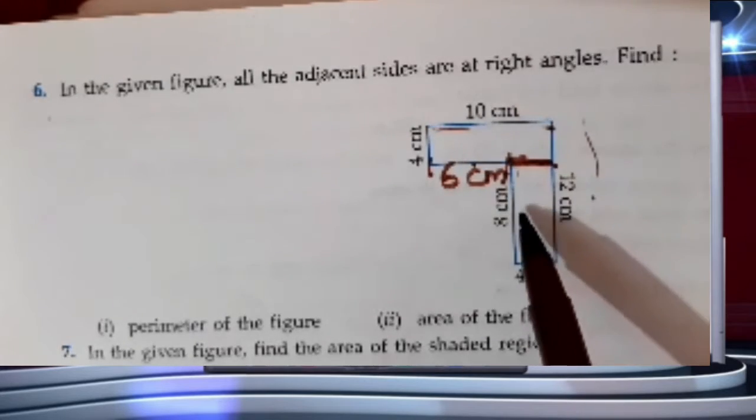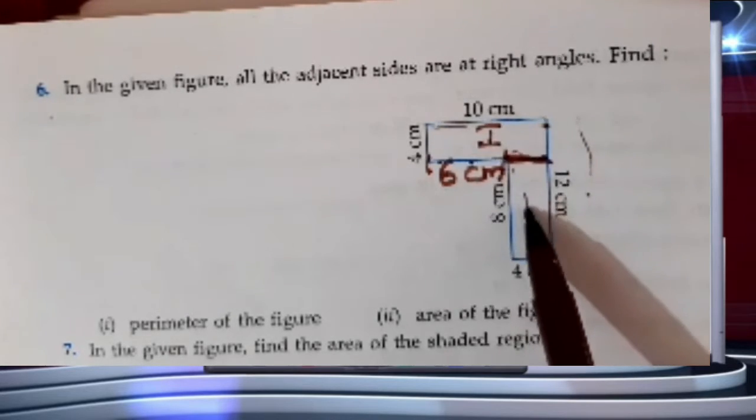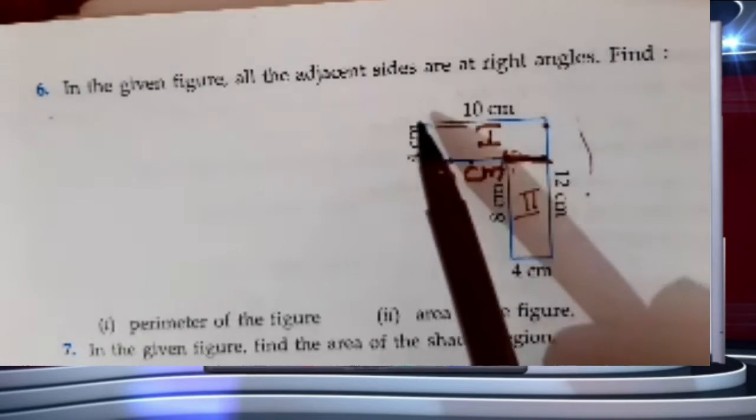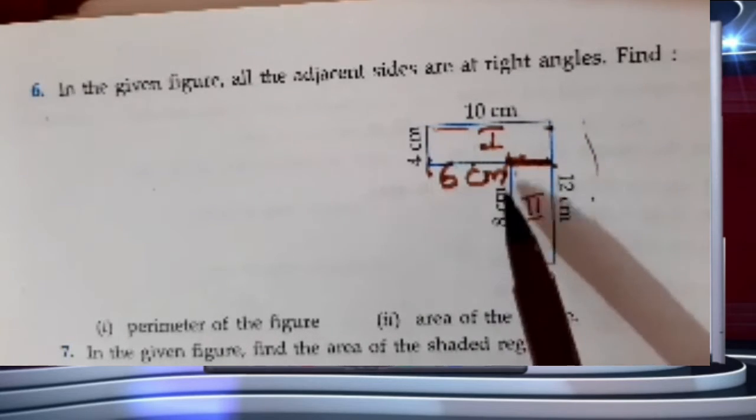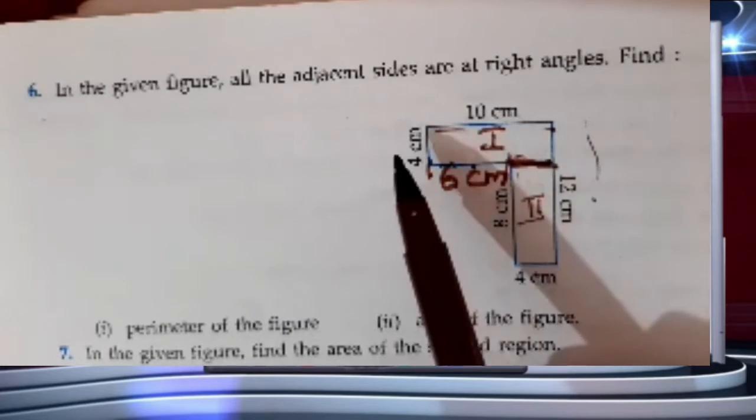split this whole figure into two rectangles. See, one is this rectangle, I have already done. This is first rectangle and this is second rectangle. You will find out area of rectangle 1, then you will find out area of rectangle 2, and then you will add up. So you will get the area of this whole figure.